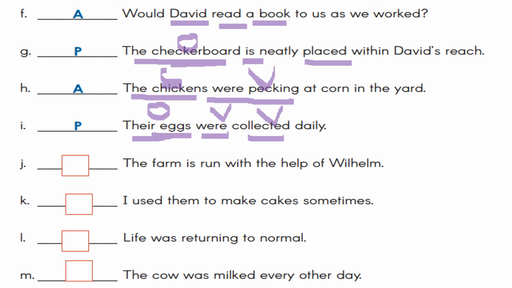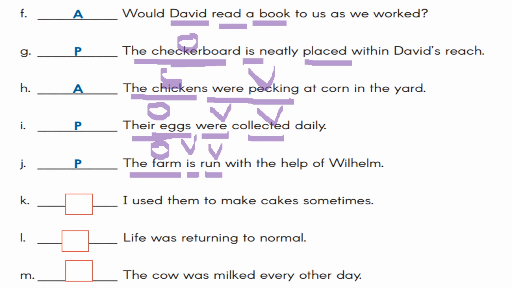Letter J. The farm is run with the help of William, sorry. So the farm, is the farm running itself? Of course not. So this is an object, and after that we have verb to be, and after that we have the past participle of the verb run: run, ran, run. So we started with the object, so this is a passive voice sentence.